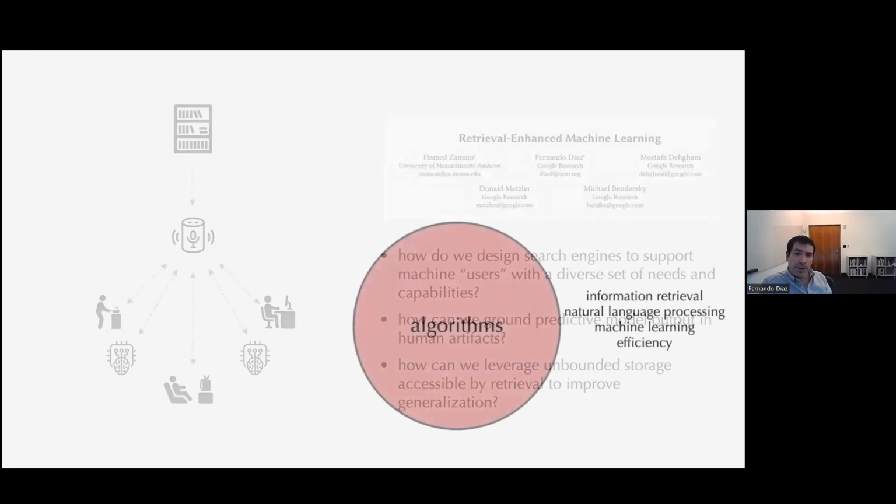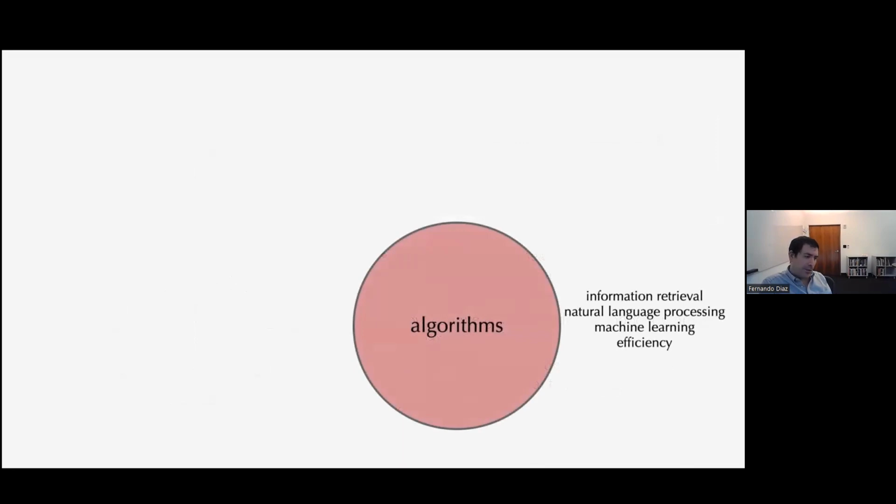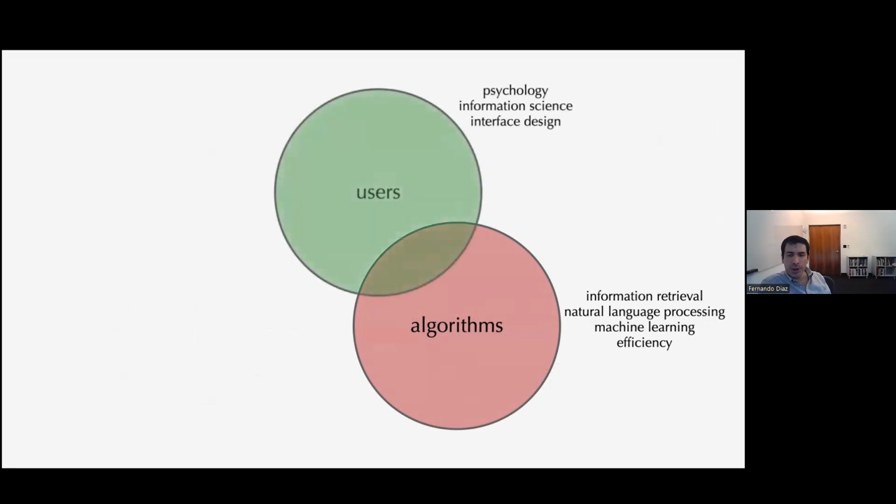Now, all of these questions are fundamentally algorithmic questions. So how do I build a better system? But the way that we get there is by first working together with folks outside of the computer sciences in order to understand how users are interacting with these systems, what their needs are, and then how to design the systems to satisfy those needs.